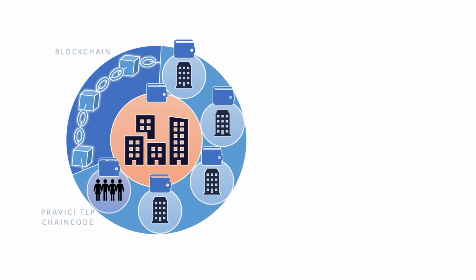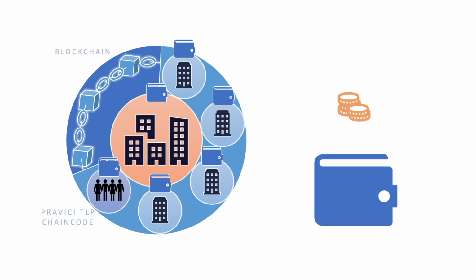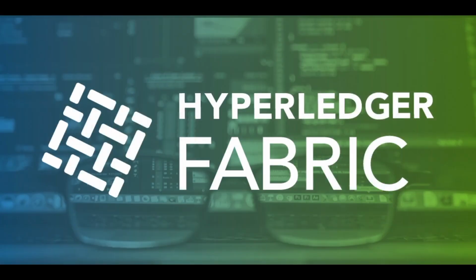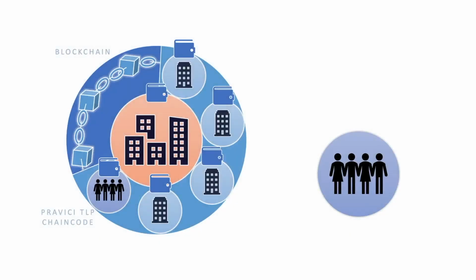With Pravici TLP, you can set up one or many blockchain assets like loyalty points, with the ability to manage the exchange rates between the different assets or point types. The assets and exchange rates that you define are secured by our industrial-strength Hyperledger Fabric blockchain. In addition, Pravici TLP also includes an offers engine that initiates the movement of assets among the consortium participants.